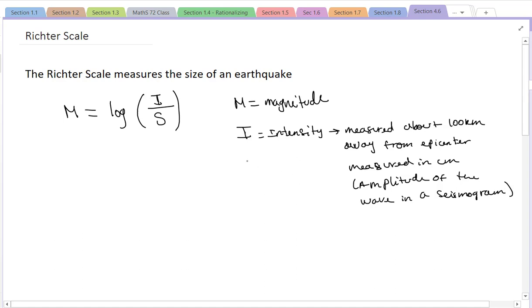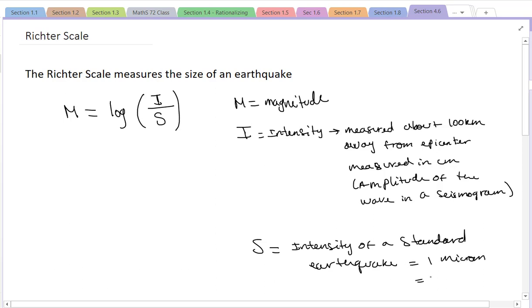You may have seen some seismographs with the waves, and I have an example of what that looks like also. And S is the intensity of a standard earthquake. This is defined to be 1 micron, which is 10 to the minus 4 centimeters. That's why I said measured in centimeters, or sometimes in microns, depending on how big or how small it is.